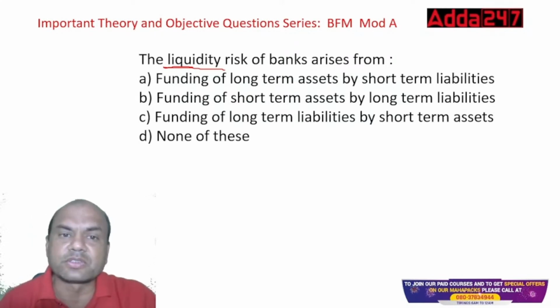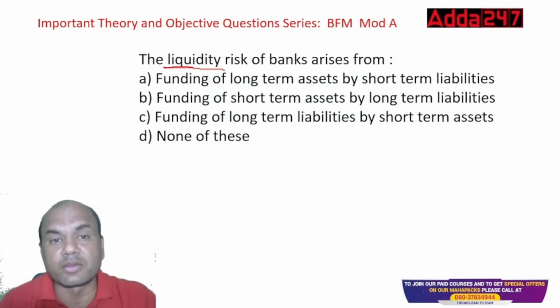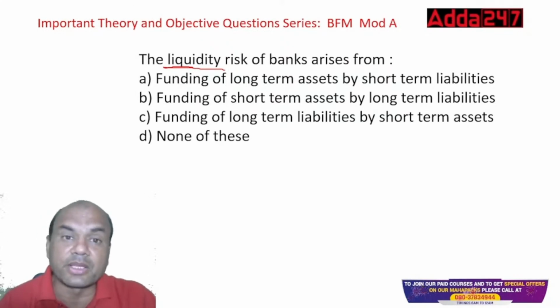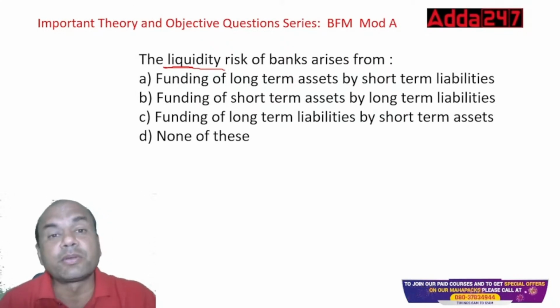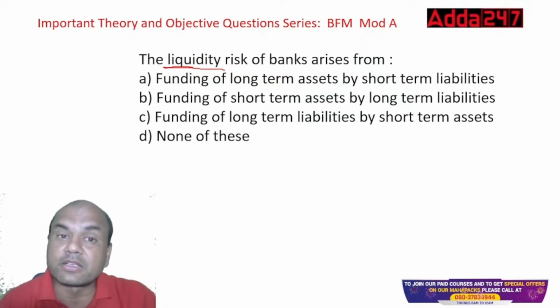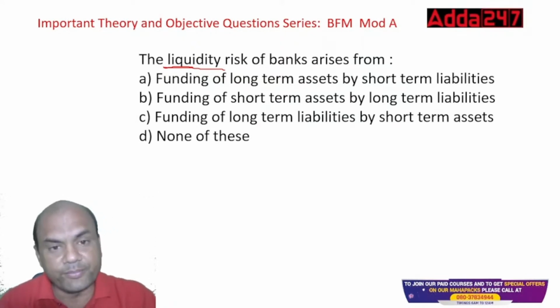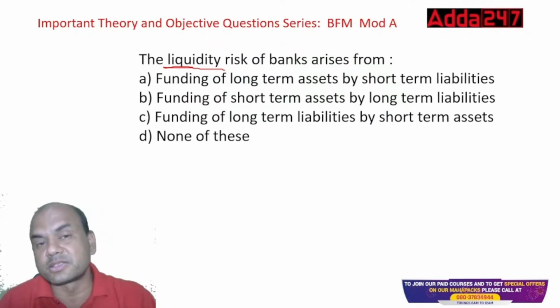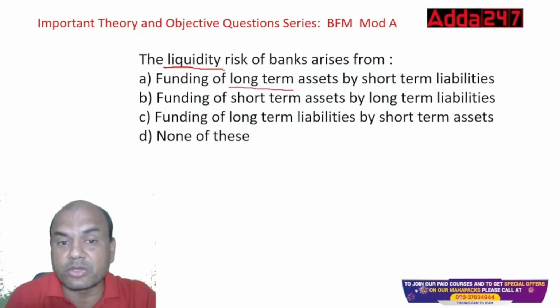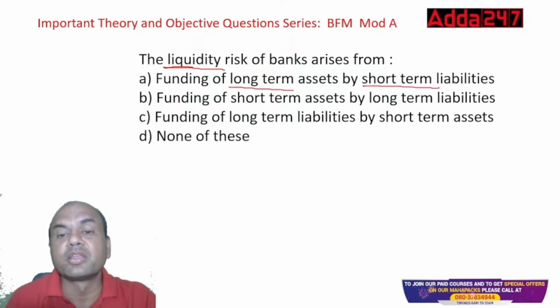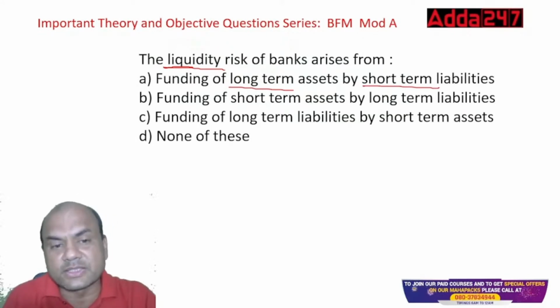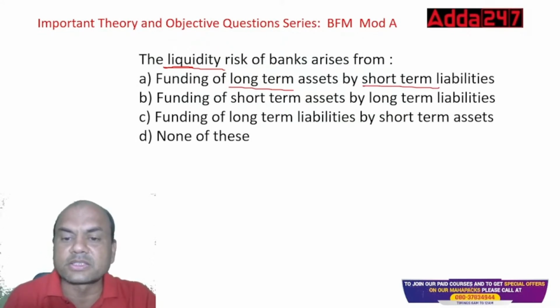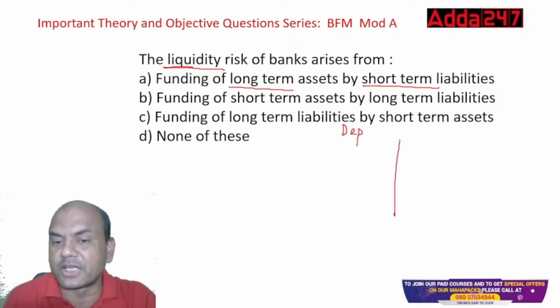Same thing about the banks also. Bank has to pay some bondholder, and at that time the bank doesn't have the money. That is liquidity risk. If some depositor comes for withdrawal and the bank doesn't have money, that is a liquidity risk. So this liquidity risk of the bank arises from, number one, funding of long-term assets by short-term liabilities. Let's consider all these cases. Liabilities means deposits. Assets means loans.